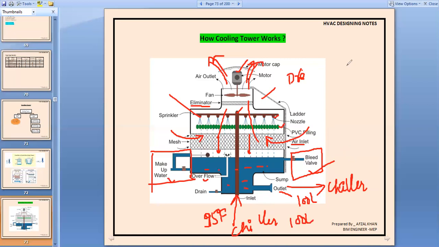The losses can be your evaporation loss. You can note it down, evaporation loss. Okay, and one can be your drift loss, and the second can be your blow down loss. Blow down loss. Okay, in the next part we will discuss the losses in detail.